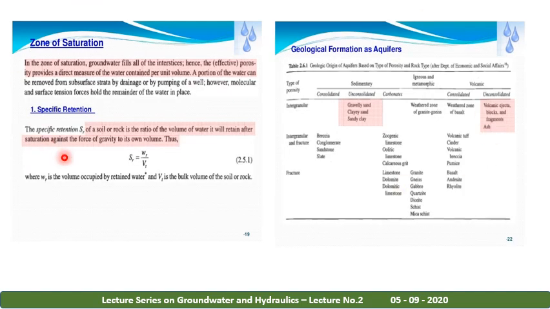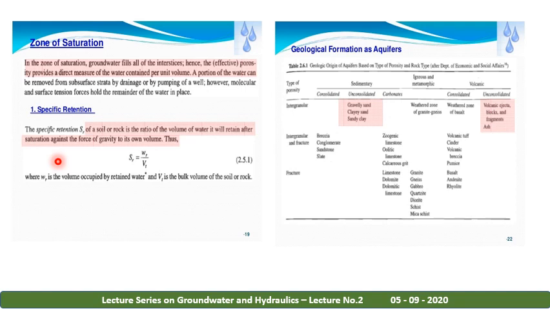The zone of saturation is this. In this zone, groundwater fills all the interstices. Hence, the effective porosity provides a direct measure of the water content per unit volume. A portion of the water can be removed from the saturated strata by drainage or by pumping of a well. However, molecular and surface tension forces hold the remainder of the water in place.